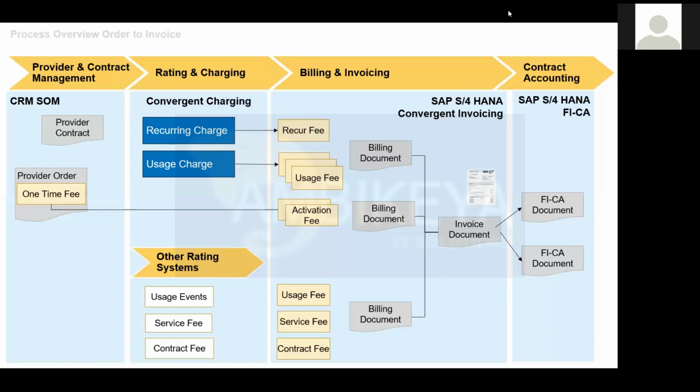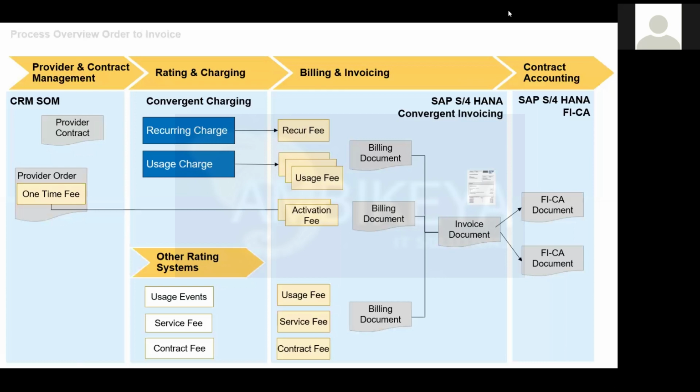For example, we start here with the CRM. It is a provider in contract management with a change to the S4 SOM. It's now the subscription contract management, but the process is still the same. We start with a provider or subscription order, and we have the product in the provider order. The one-time fees are then normally directly sent to the convergent invoicing. We have, for example, activation fees that are sent directly from the subscription order or provider order to the billing and invoicing.